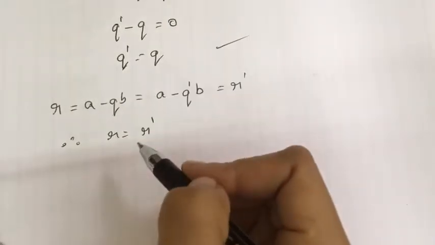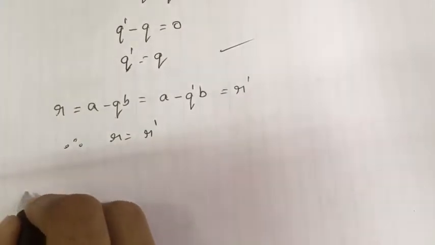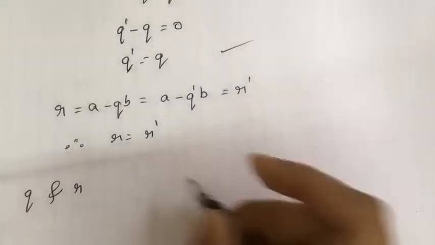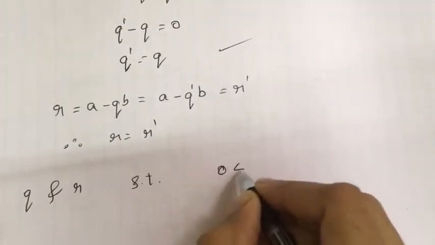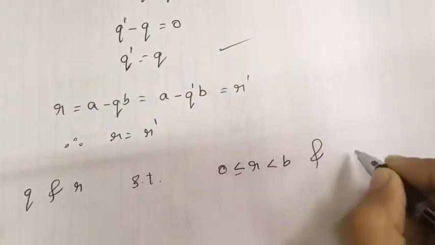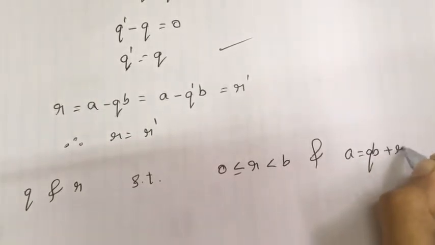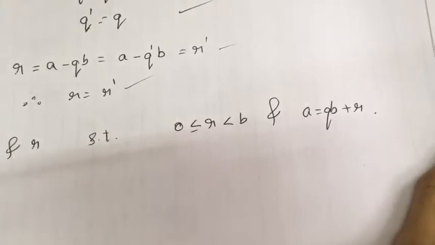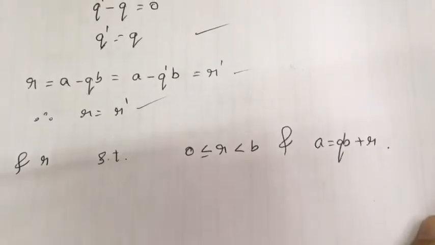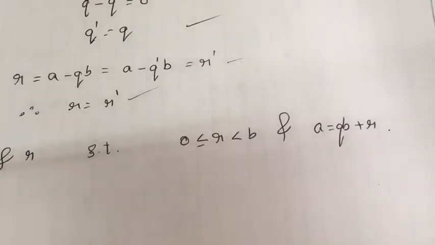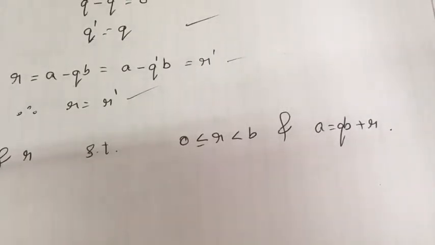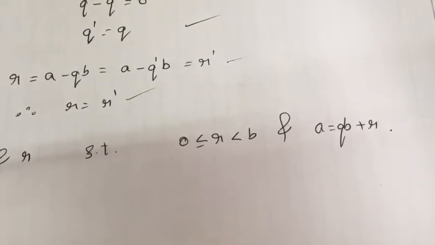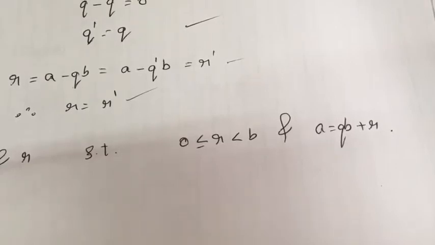Thus we found that there exists a unique pair of integers Q and R such that 0 less than or equal to R less than B and A equal to QB plus R. So uniqueness is also proved. Hence we proved the existence and uniqueness of Q and R, which satisfies 0 less than or equal to R less than B, A equal to QB plus R.